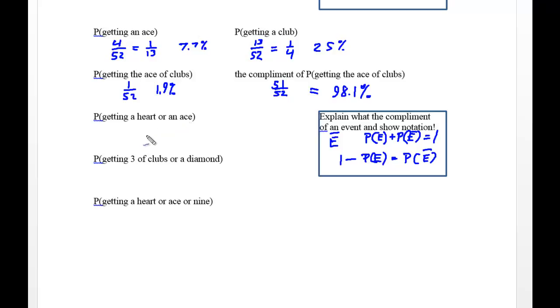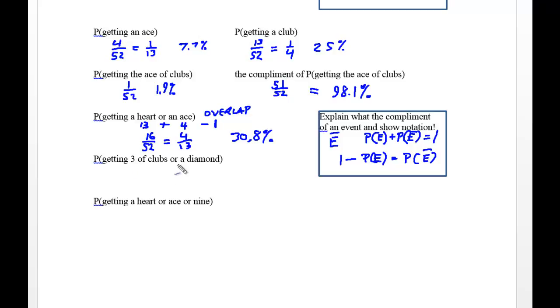The probability of getting a heart or an ace. Now, here's where things get a little bit tricky, because there are 13 hearts in the deck of cards, and there are 4 aces in the deck of cards. But there is an overlap, though. So this is a true application of the probability of A, getting a heart, probability of B, getting an ace, but then you have to subtract the overlap, which is the one card, the ace of hearts. So 13 plus 4 minus 1 is like 13 plus 3, or 16 over 52. 16 over 52 is reducible to 4/13 if you're going to write the fraction, and 30.8% for the percentage, rounded to the nearest tenth.